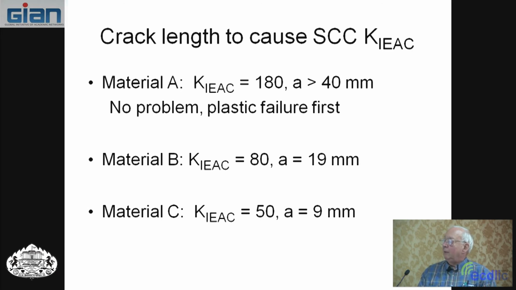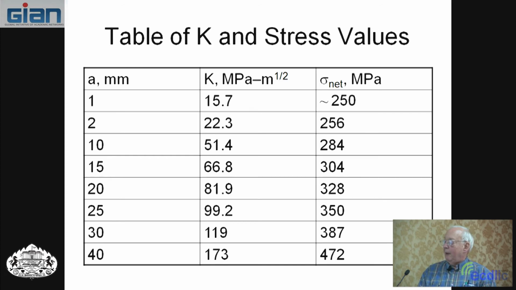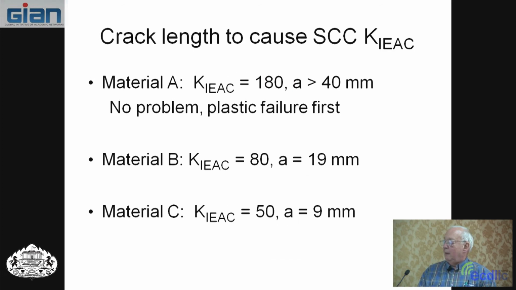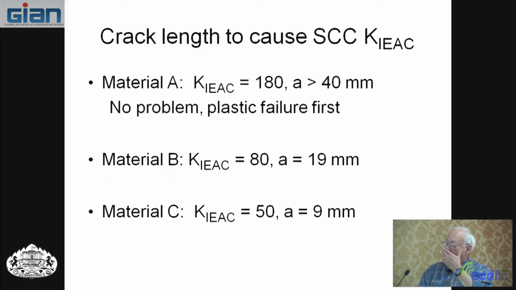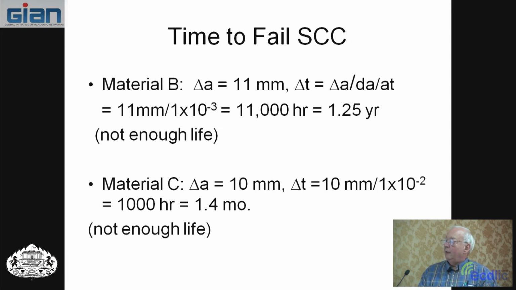Now, for material A with EAC, I picked the crack size to get stress corrosion cracking started. Those are the three values that I got, and I went back to that chart. For example, K1 EAC of 50: pick out 50 here. It's a little less than this 10, so I made it 9. This is somewhat rough, but it's just putting things together like that.